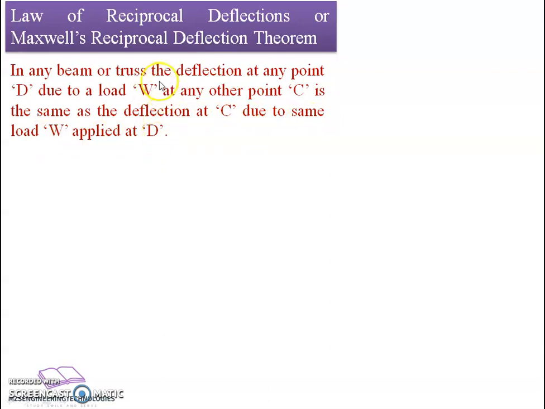It says that if I apply a force at a point D and I observe the deflection at any other point C within the span, the deflection caused at this C will be the same if I change the position of the loading. Now the position of loading is here, the load is applied at C and he is going to observe the deflection at D. So he will have the same deflection as it was in the previous case. Let's try to picturize this thing.